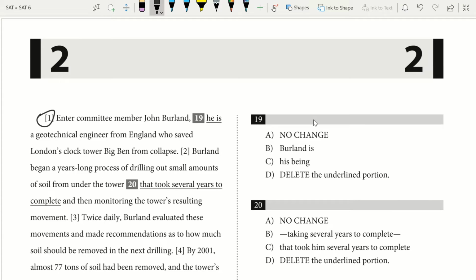Entered committee member John Berland. He is a geotechnical engineer. We don't need "he is," right? We can just say comma, a geotechnical engineer, because by saying "he is," that's pretty much the same as if we just replace that with John Berland, right? We don't want to say John Berland twice in a row, which is what we're doing by saying "he is" essentially. So we're going to go comma, and then say a geotechnical engineer from England who saved London's clock tower Big Ben from collapse. That way we avoid repetition and redundancy, and we're efficient. So we go ahead and find our answer choice here. It's going to be delete the underlined portion.